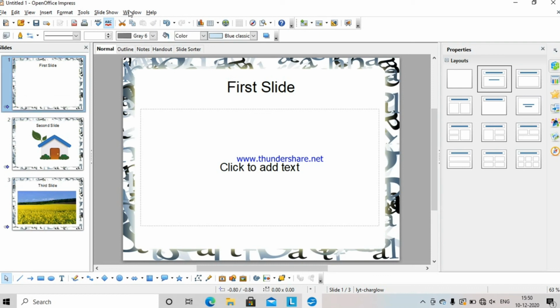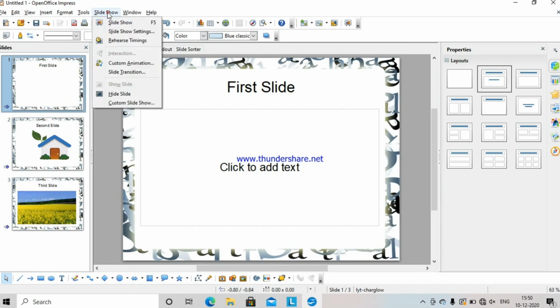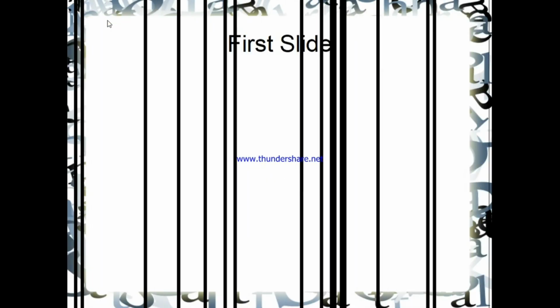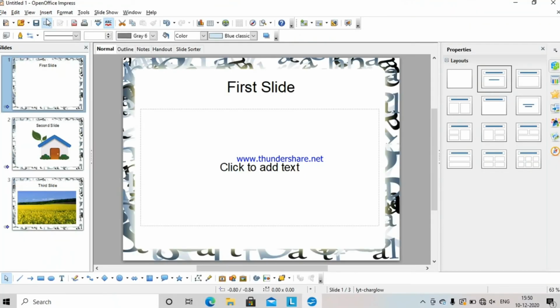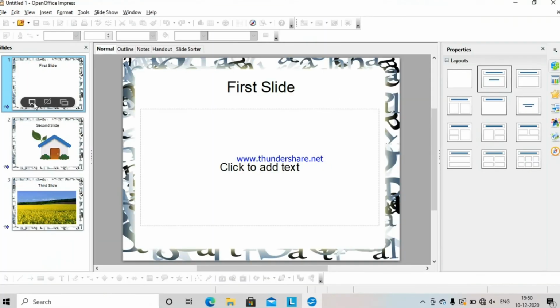Another way to start the slideshow is there is a slideshow tab on the menu bar. I'll click on the slideshow tab and select slideshow. My slideshow would start. The third way is when we hover our mouse on the slide, you can see a small button here, start slideshow. I'll click on that and the slideshow would start.